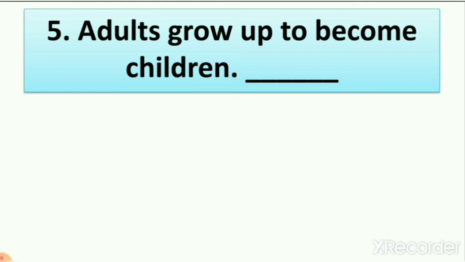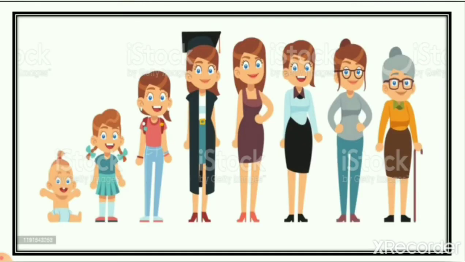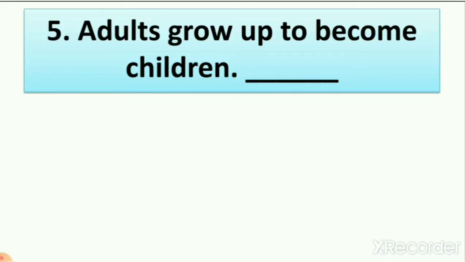Now when we learn about adults, we learn that adults are already grown up people. Children grow up and become adults, right? So here you can see the picture of one girl. You can see a small child become an adult. So it means this sentence is wrong. Why? Because children grow up and become adults, right? So here what we write, adults grow up to become children, is a wrong statement. And what is the right statement? That children grow up to become adults, right?